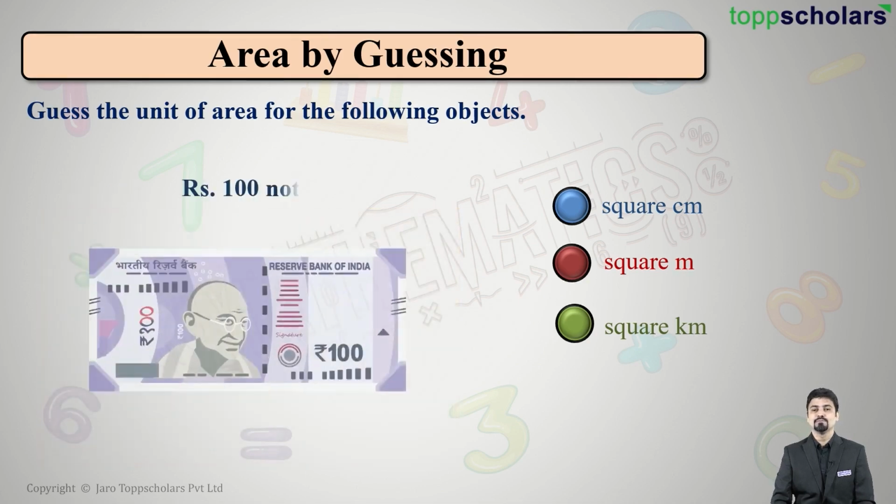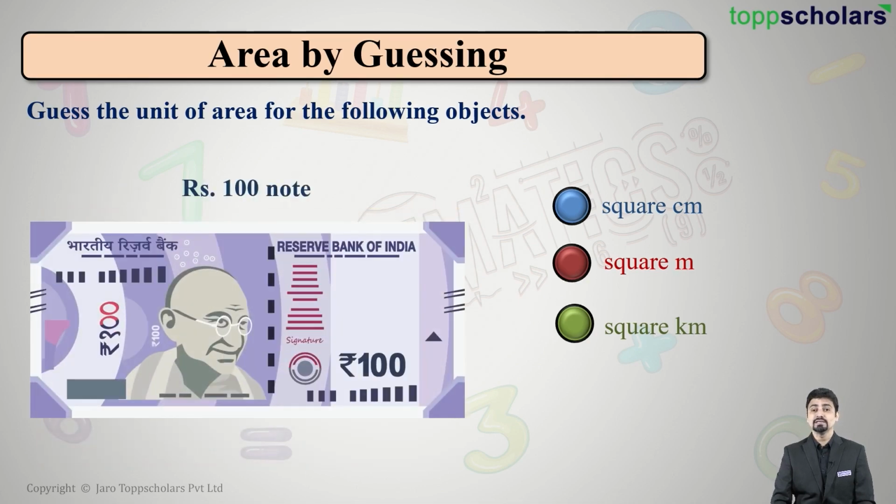Let's take the next object. The next object is 100 rupee note. Now, 100 rupee note can be easily carried in our hand, on the palm of our hand, which means we cannot measure it in square meter. That will be too big. So what is the measure in which the area is measured here? The unit here will be, yes, square centimeter.